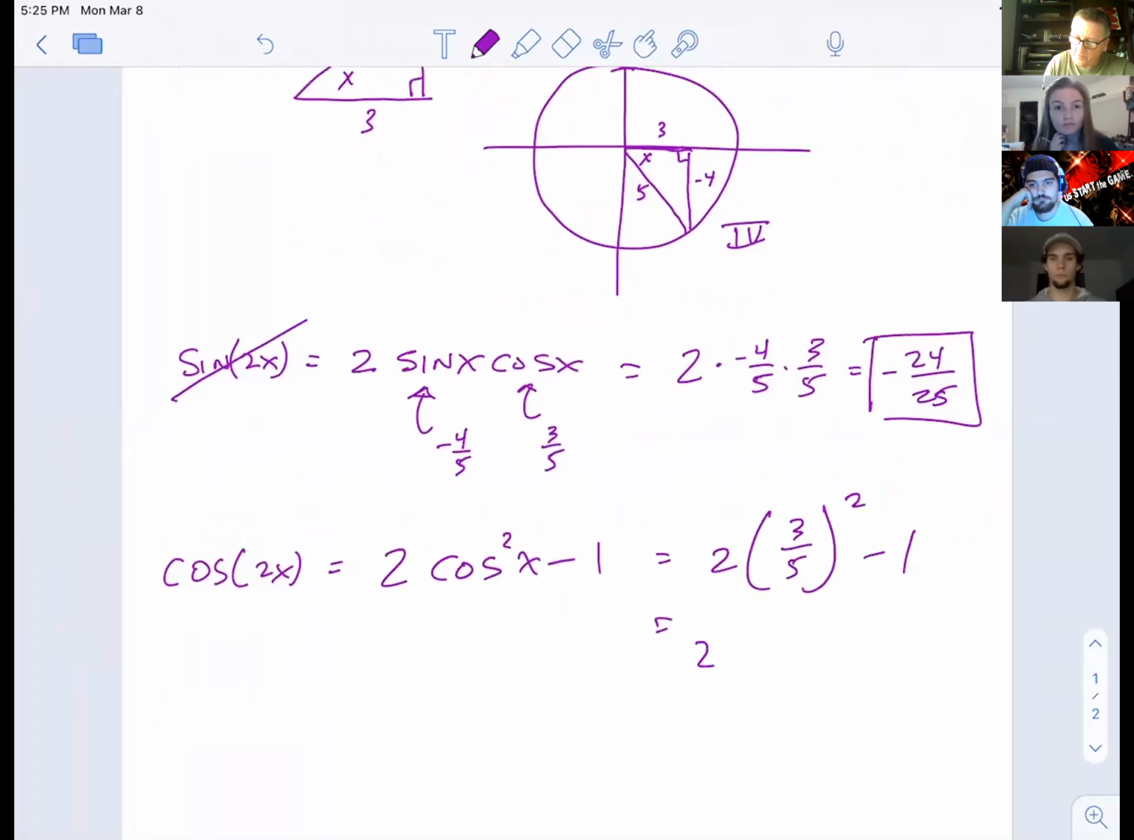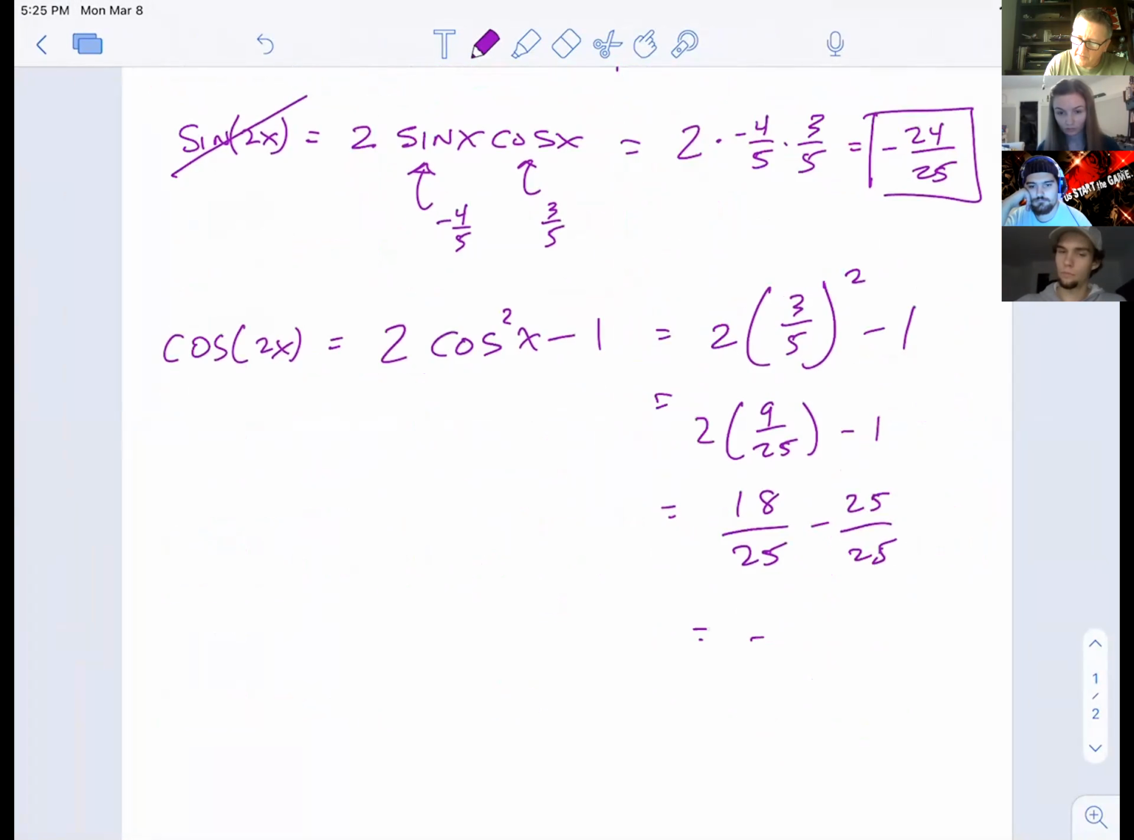So 3/5 squared is 9/25. 2 times that is 18/25 minus 25/25. All right, so I have a common denominator. I guess that'd be negative 7/25. I think that's the answer if I haven't blown it.